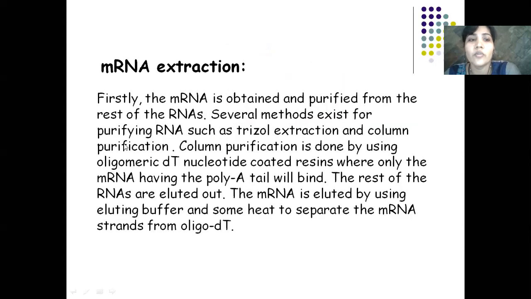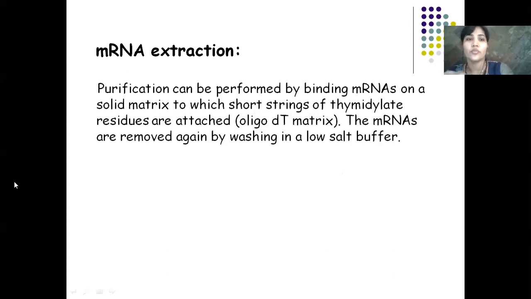So we go back to that particular reading. So the rest of the RNAs are eluted out, and the mRNA is eluted by using eluting buffer and some heat to separate the mRNA strands from oligo dT. So this is how the mRNA extraction is done from the mixture of RNAs that you will be getting from the nucleus. So this is where you can separate the mixture of RNAs only specifically for your mRNAs. Okay, and that is what they have shown in the diagram.